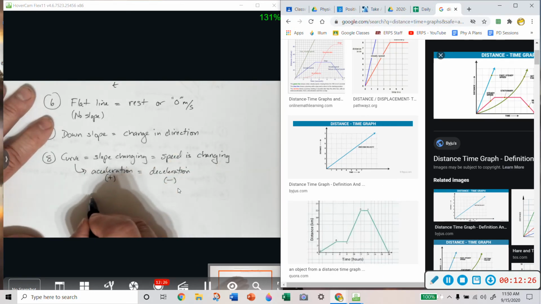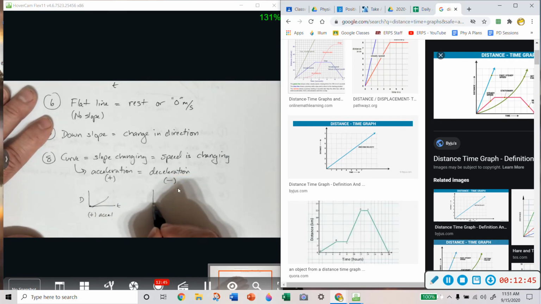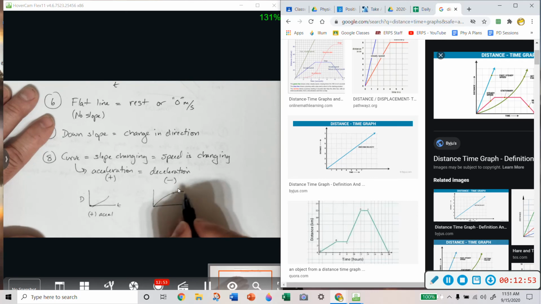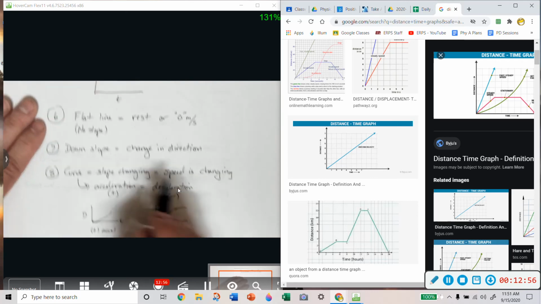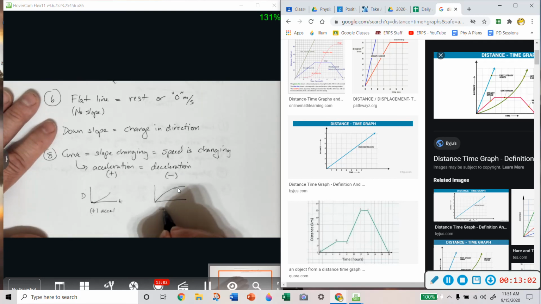If I've got a line that curves upward on a distance-time graph, that means I had a slope here, but then my slope is steeper. So I'm getting faster and faster. My slope is increasing. This would be called positive acceleration. But if I have a line that is decreasing, and I'm heading towards a flat line, here I have some speed because I have a slope. Here I'm getting flatter, which, remember, a flat line was at rest, so I'm approaching zero speed, so that would be deceleration, which means I'm slowing down.